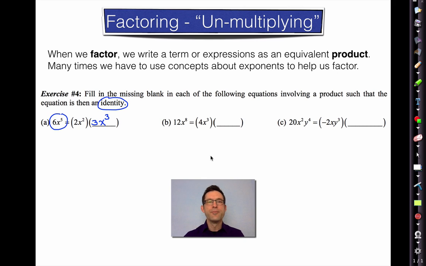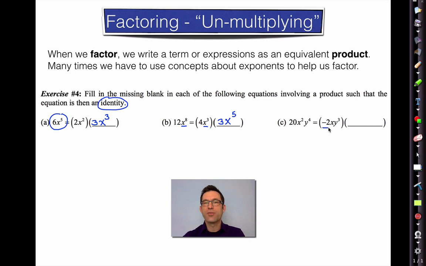All right, let's go through it. Well, we think to ourselves, what do I have to multiply 4 by to get 12? And that would be 3. What would I have to multiply x to the 3rd by to get x to the 8th? And that would be x to the 5th. Simple enough. Take a look at this last one.